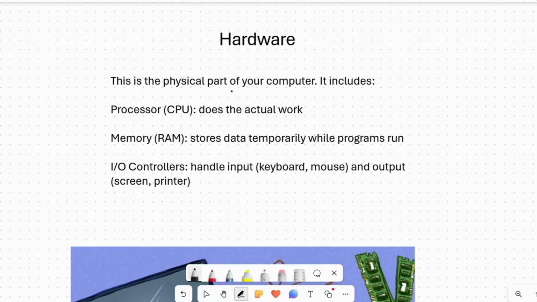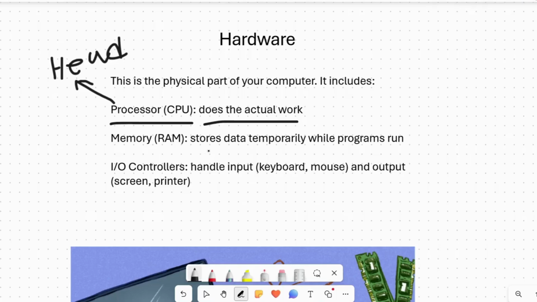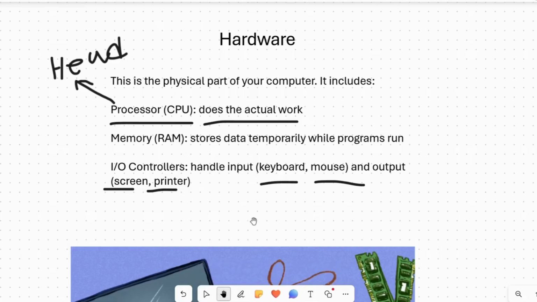This is the physical part of your computer. It includes the processor, the CPU, which does the actual work. This is, for example, the head of a computer. Memory, RAM, is where data is stored. The input output controller handles input and output. Keyboard and mouse are used as input devices, and output devices are screen and printer. So all of these are hardware.